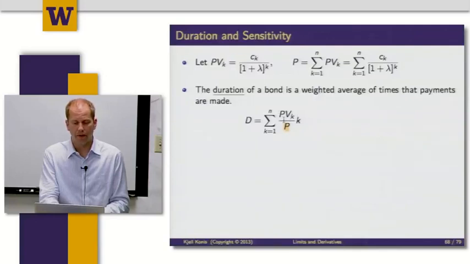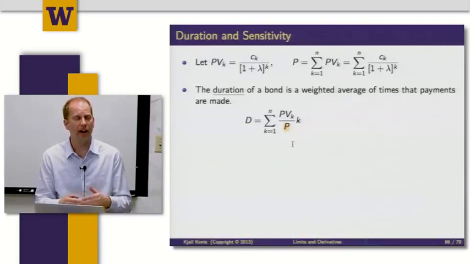And so what's going to end up happening here is present value is measured in dollars. The price of the bond is also measured in dollars. So when I do this division, I have something measured in dollars divided by something measured in dollars. So I get a unitless quantity.